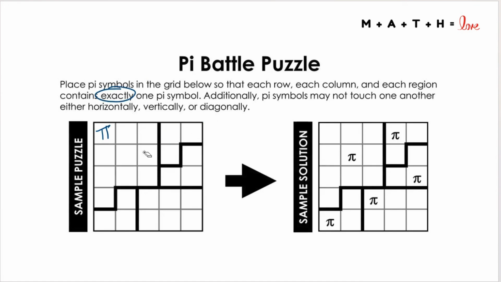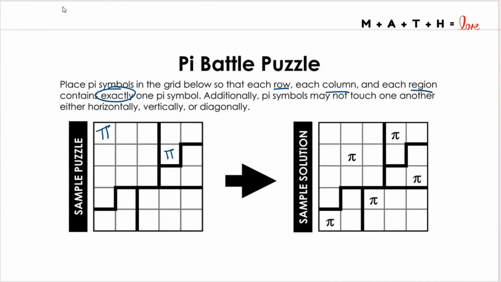Okay, so if I have a pie symbol here, well, this shape here also needs to have a pie symbol, because remember, we need a pie symbol in every row, every column, and every region. So if I put a pie symbol here, these two are automatically knocked out, so my other pie symbol would need to go here. Now, this is not the solution, and let's talk about why.